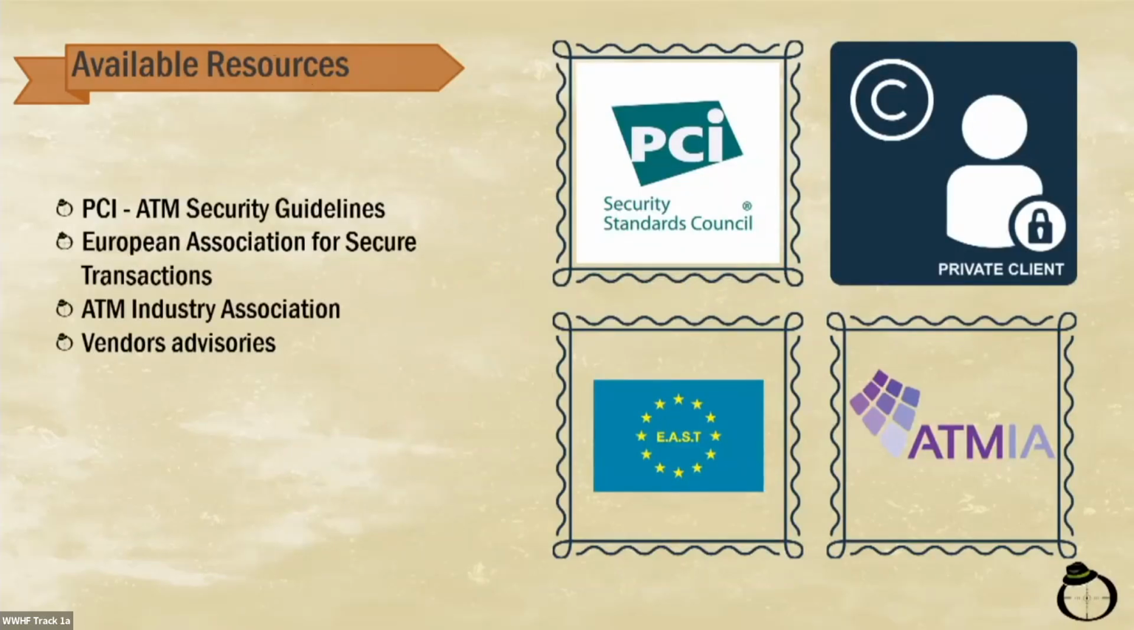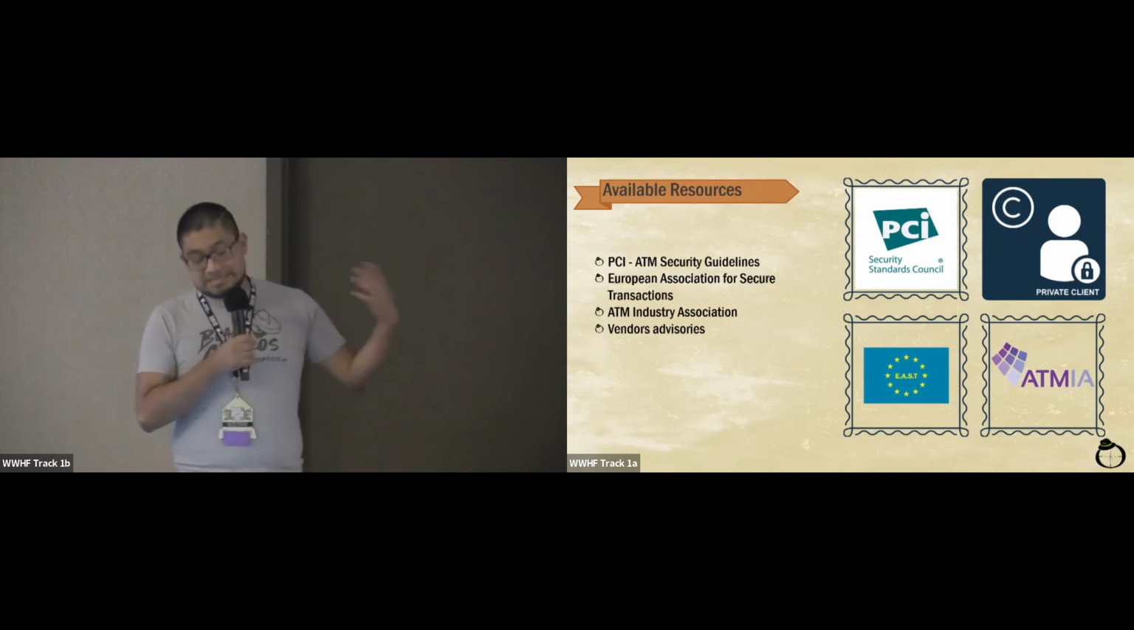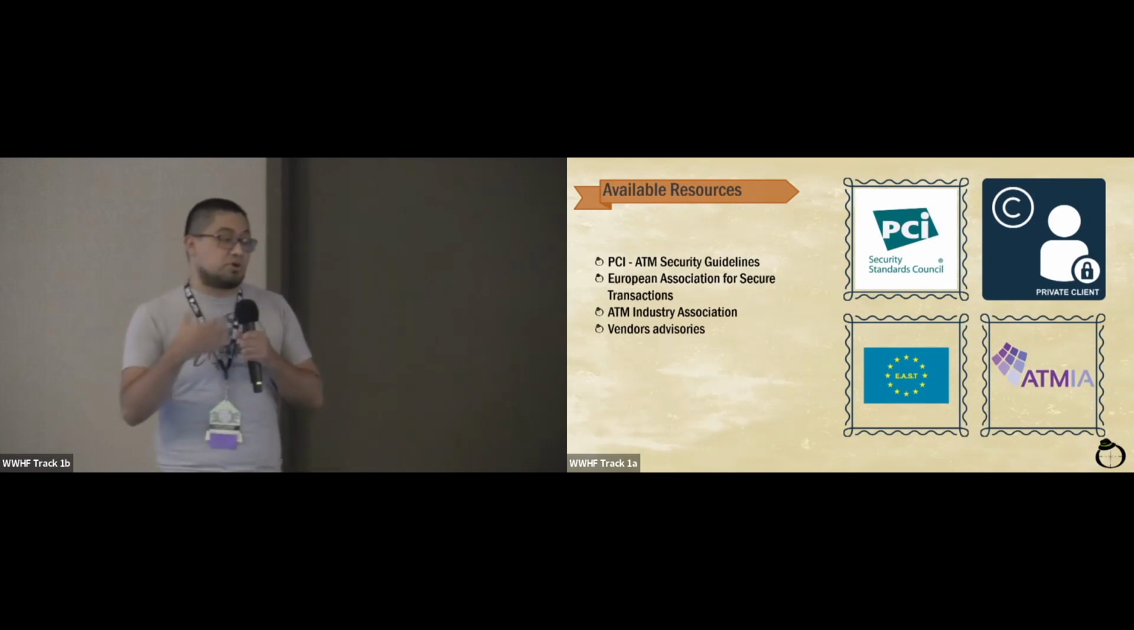So that's some of the fraud that they are doing. So which resources do we have available right now? These are some of the really few resources that we have. For example, the PCI ATM security guidelines. It's a PDF that you can download. We have also the European Association for Secure Transactions and the ATM Industry Association. Nevertheless, these associations are not publicly available. You have to be part of these associations. You have to have a membership.